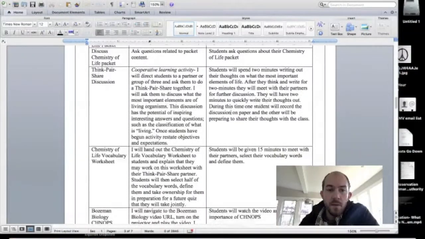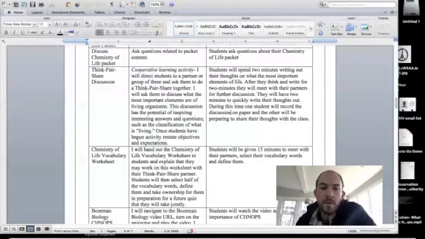And then the next thing is we're going to do a think, pair, share discussion, which will engage them in the question of what the most important elements of living organisms are.